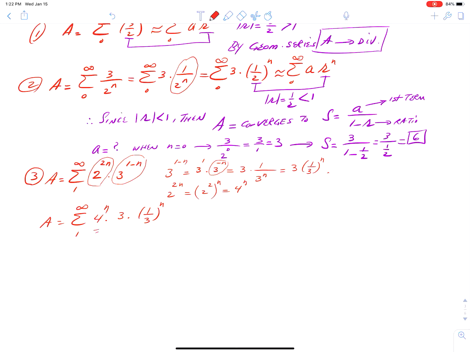And these two, since both of them are power n, I can combine as 3 times 4 divided by 3, the whole thing power n. And from here, immediately you say, oh, since the absolute value of R, which is 4/3, is bigger than 1, therefore A diverges. All that work to show that.